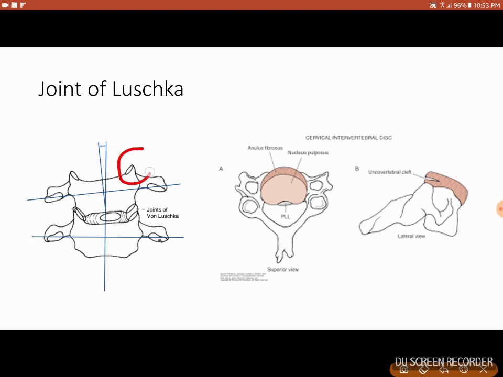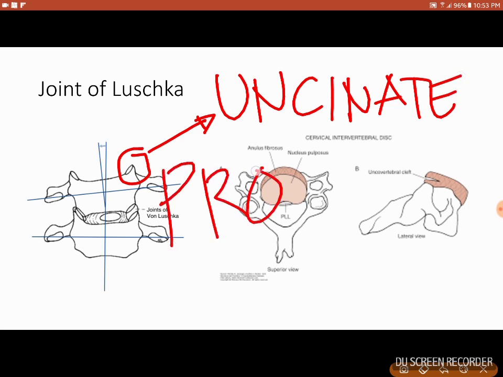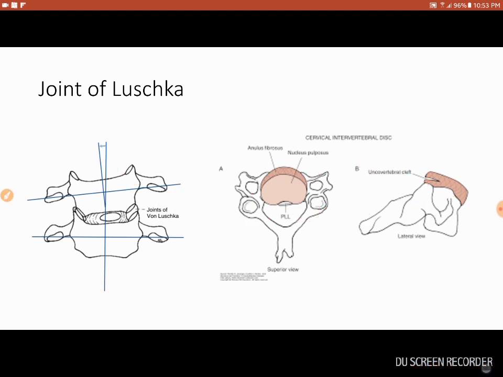So this part here, a bony prominence on the cervical spine, is your uncinate process. And the joint between those uncinate processes is your joint of Luschka. Remember, the joint of Luschka is a functional joint. Its main function is to facilitate neck motion.